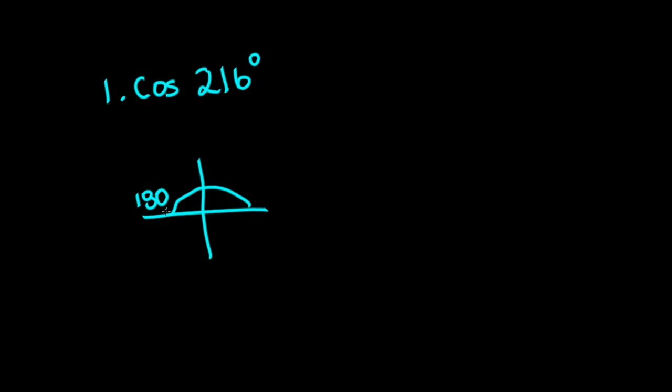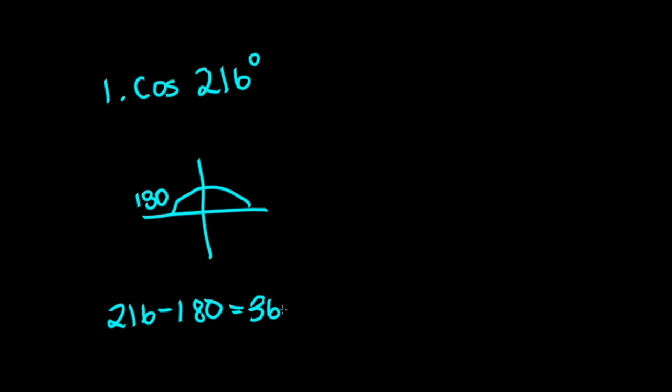Here is 180. Since 180 is smaller than 216, we're going to do 216 minus 180. 216 minus 180 equals 36. This is the first part of solving the problem. The next part is deciding if our answer is either positive or negative.